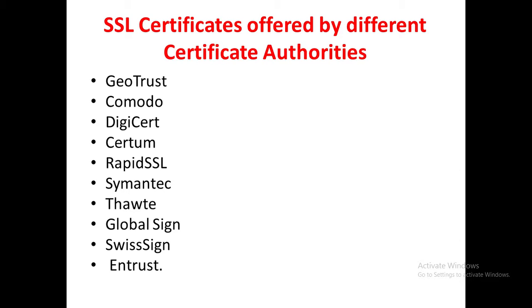So the certifying authority is very important in SSL certificate issuing. There are a number of authorities who issue these by taking some charges yearly: 1 year, 2 years, 3 years. According to that, they will charge you and provide the SSL certificate. There are authorities like GeoTrust, Comodo, DigiCert, RapidSSL, Symantec, GlobalSign and Thawte. These authorities issue these certificates.